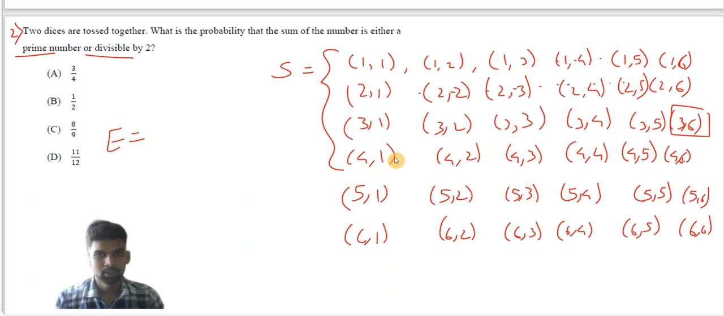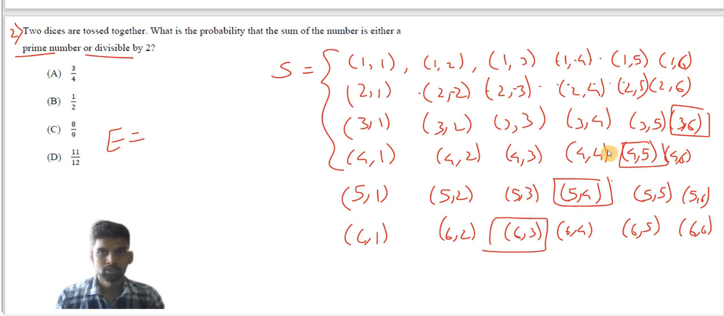Similarly, this is a prime number, divisible by 2. Prime number, divisible by 2. It is neither divisible by 2 nor a prime number. It is divisible by 2. Similarly, we will get 5, 4 here and 3, 6 here. So excluding this 4, we have 32 points in our event. Means we are getting 32 numbers out of 36, which are either divisible by 2 or a prime number.